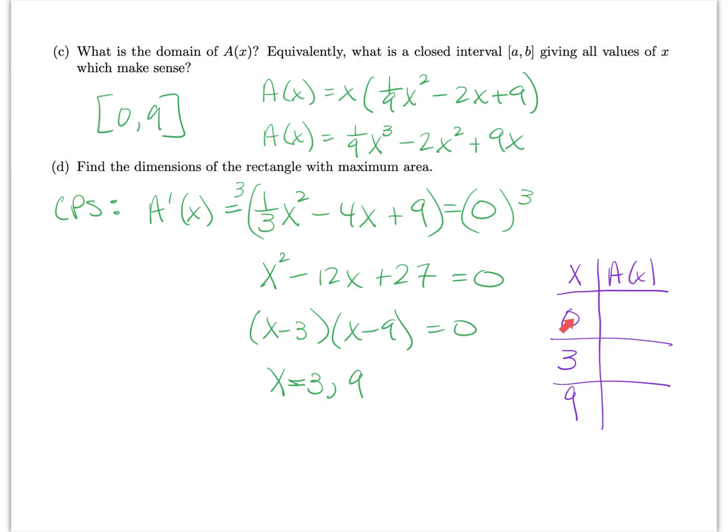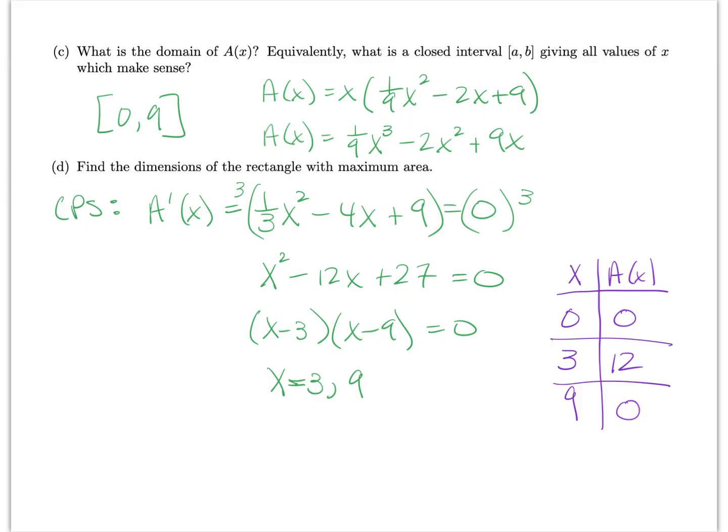If I put 0 into A of x, this is my A of x function, I get 0. If I put a 9 in there, I get 0. But if I put a 3 in, it turns out I get 12. You can just use a calculator to get these A of x values; I'm just plugging x's into the formula A of x. So (3, 12) is going to be my global maximum.